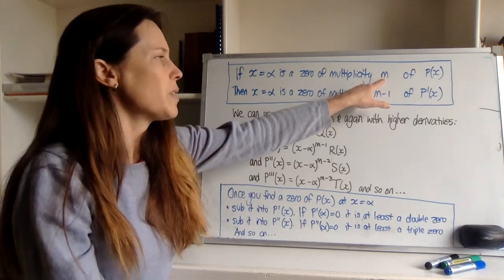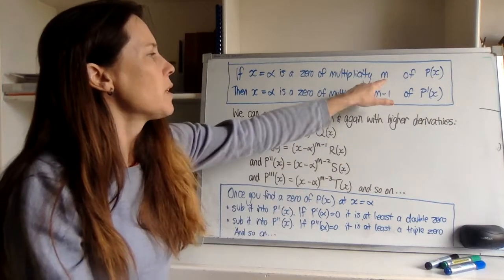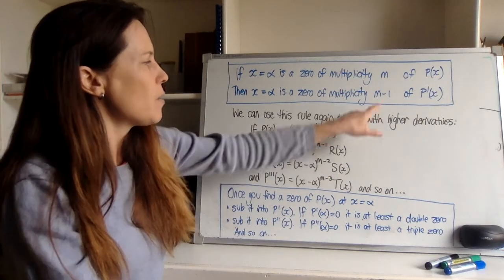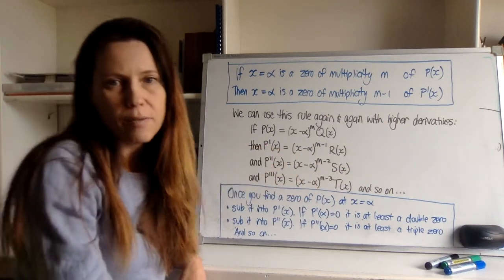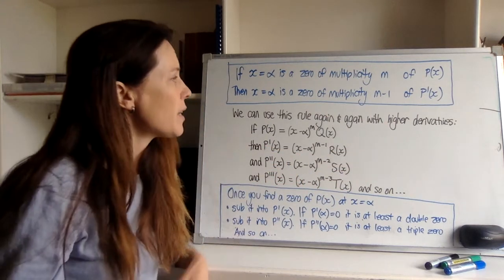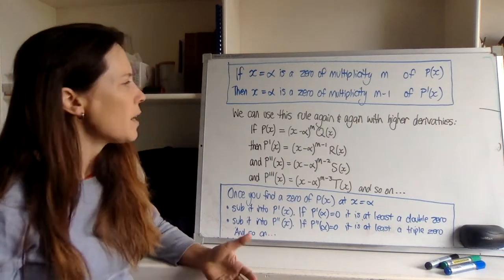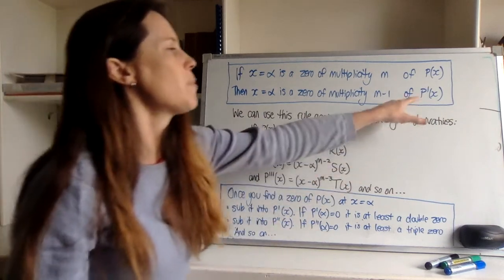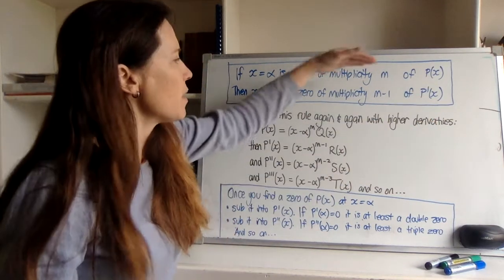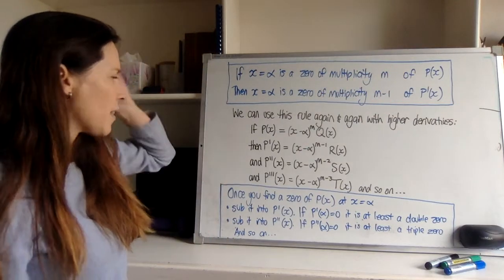If multiplicity is 2, in other words, we've got a double zero, a double root in our original polynomial, then we should find that we've got a single root in the first derivative, and so on. But it does actually work when multiplicity is equal to 1, as long as you get your head around it. Now, you can use this rule again and again with higher derivatives, so you can keep on differentiating, and you'll find that it will keep on going down, m minus 2, m minus 3. Let's have a look at how that works.